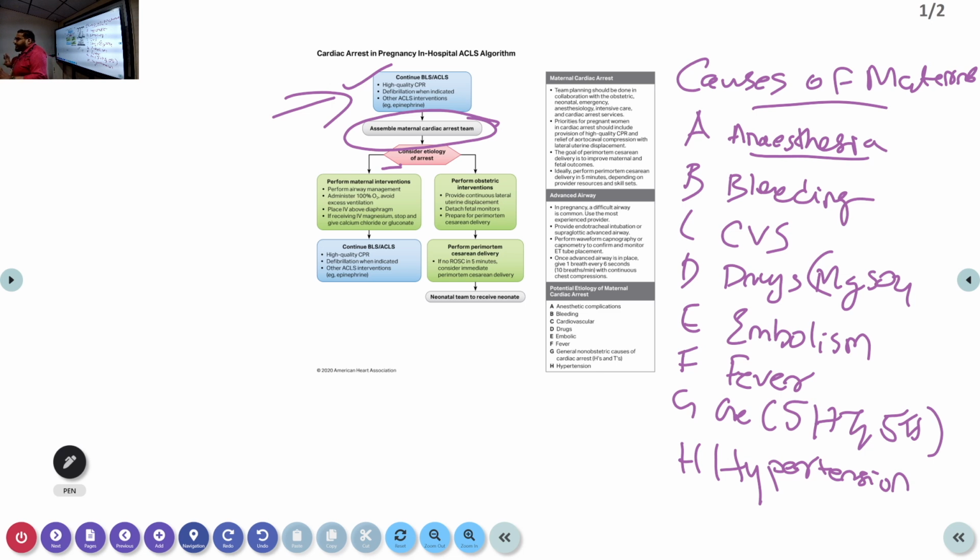So this is a pretty simple algorithm, but there are certain additional points that you have to remember in a maternal cardiac arrest, which are A, B, C, D, E, F, G, H. A is for anesthesia complication, B is for bleeding, C is for cardiovascular complication, D is for any drugs that can cause cardiac arrest, E is for embolism, F is for fever, G is the general factors, and H is for hypertension. So these are the things that you need to remember for a maternal cardiac arrest.